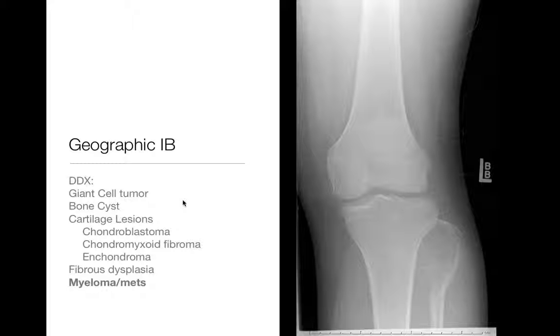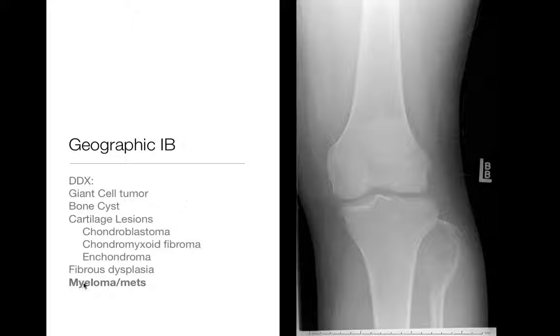And they're going to be typical as a geographic 1B lesion, lytic, narrow zone of transition, but a hallmark is they don't have sclerotic borders. So if you describe a lesion with narrow zone of transition and sclerotic borders, please don't say giant cell tumor is one of your differentials because it's very unlikely that's the case. They almost never have sclerotic margins.